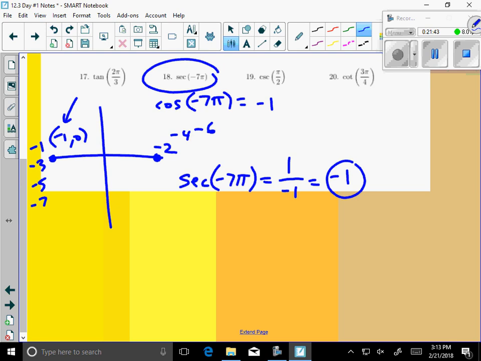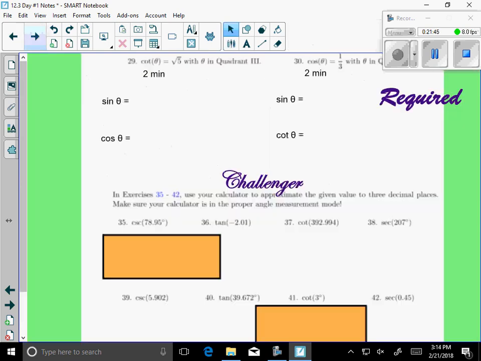Okay, I want to do one more just because it's fun. I want to do number 29. Okay, I see that the cotangent is square root of 5 with theta in quadrant 3. So I'm going to sketch this. Cotangent, okay, the first thing that I do in this case is I say, I don't have anything in the denominator, so I put it over 1. Now remember, a cotangent is adjacent over opposite. It's the reciprocal of tangent. So I'm going to sketch my triangle. It doesn't have to be perfectly accurate, it just has to be in the correct quadrant.